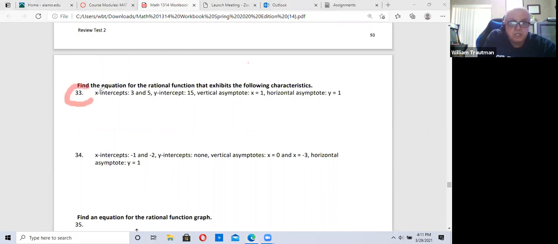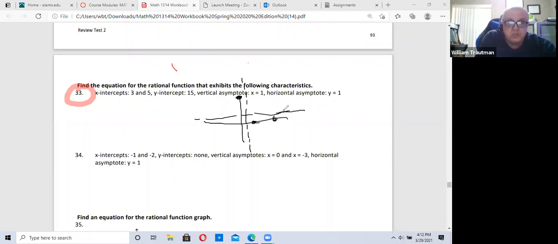Number 33. There we go. The x-intercepts are at 3 and 5. Let's say this is 3 and this is 5. The y-intercept is at 15. The vertical asymptote is at 1, and there's a horizontal asymptote here. That's all you're looking for.